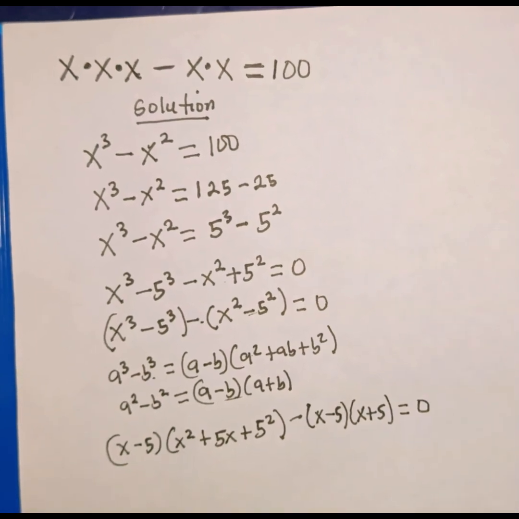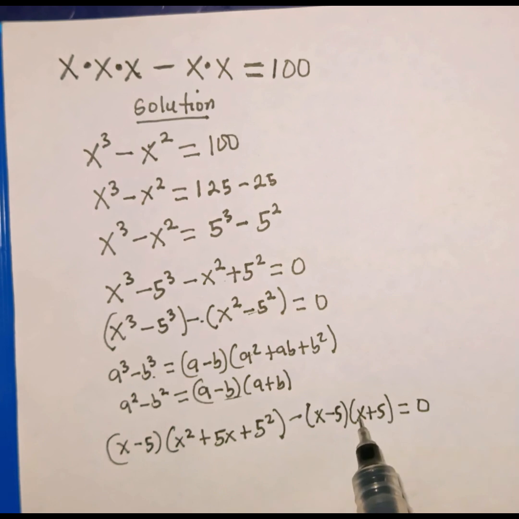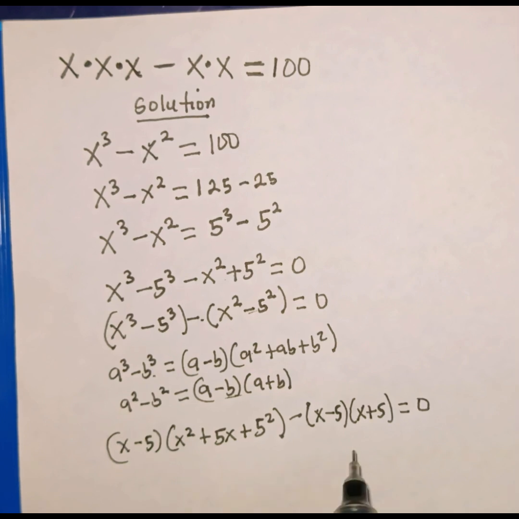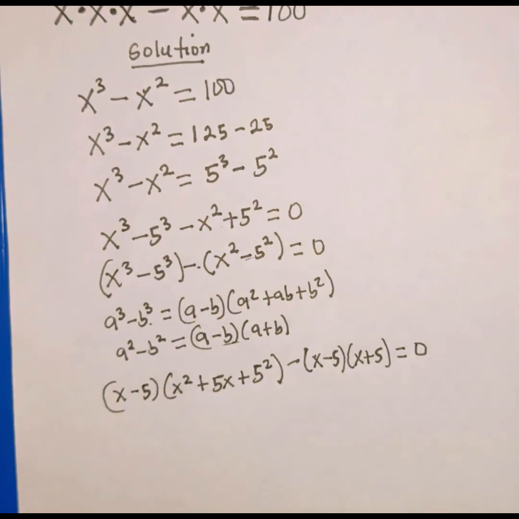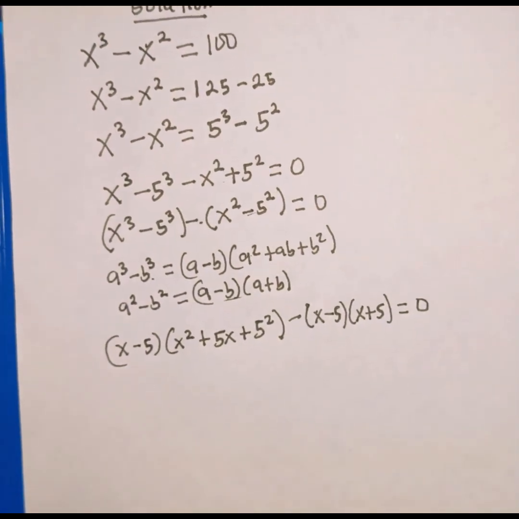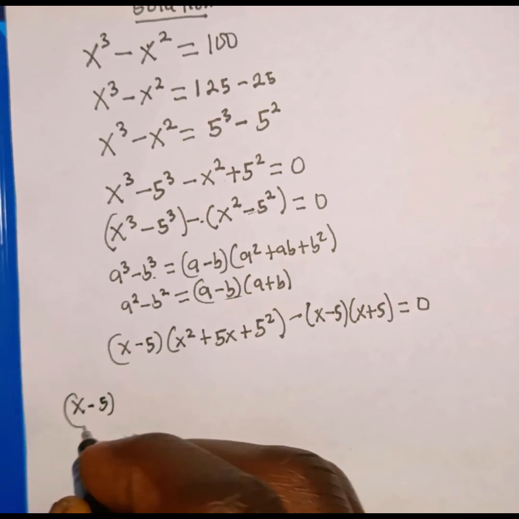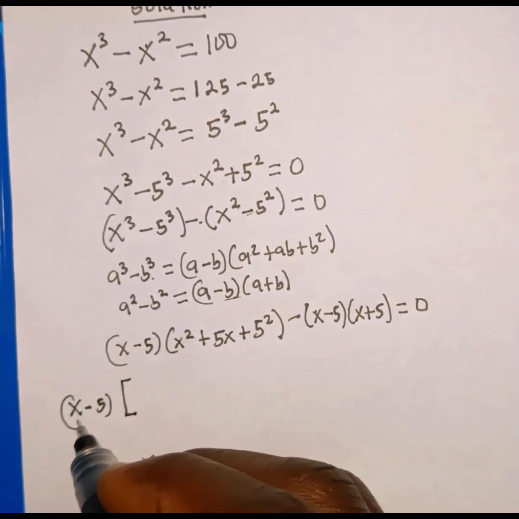So the next thing we're going to do is to check, this is the first term and this is the second term. We want to see, do we have anything in common in both terms? Now if you look at the first term, we have x minus 5, and also in the second term we have x minus 5. So therefore x minus 5 is common. So we're going to factor out x minus 5, then when we do that, we are going to open another bracket. This x minus 5 is outside already.